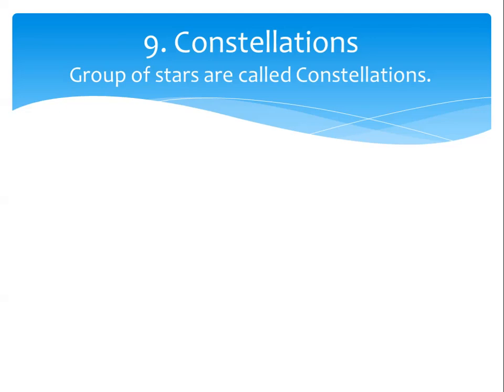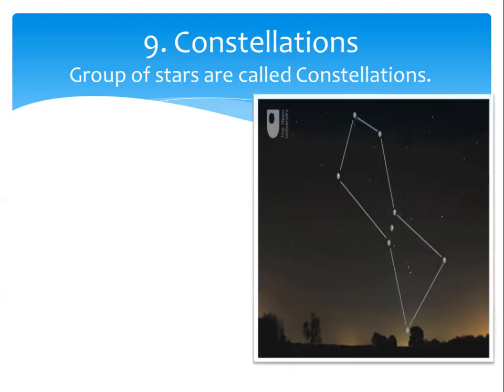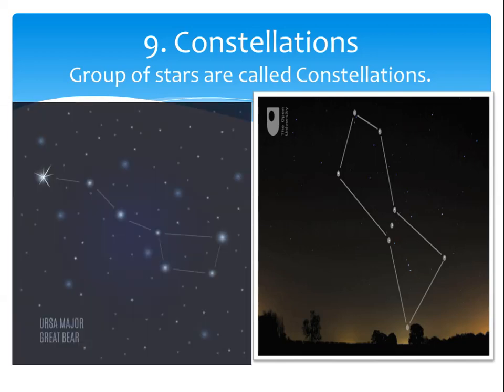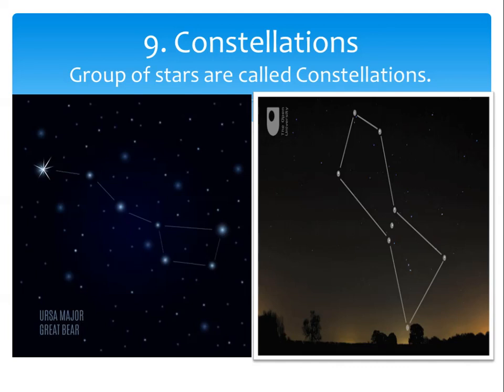Constellations. A group of stars that forms a fixed shape is called a constellation. Like in this picture, you can see these stars form a fixed shape. In the first picture you can see the Great Bear. The name of this constellation is Great Bear or Ursa Major. And in the second picture you can see Orion. The name of this constellation is Orion.